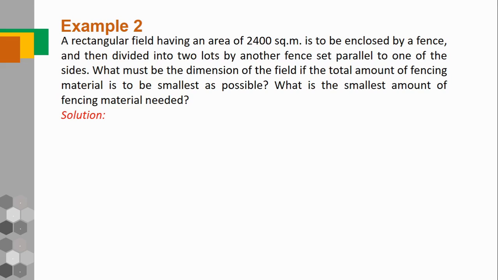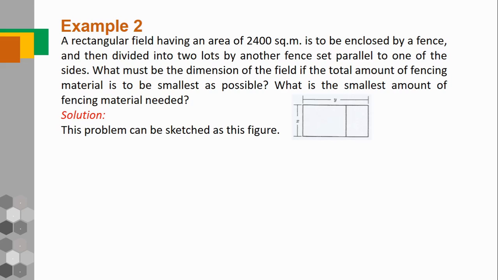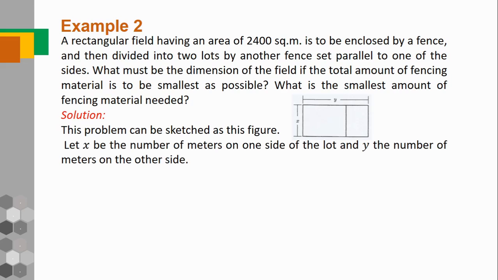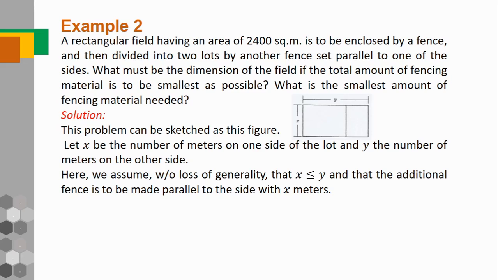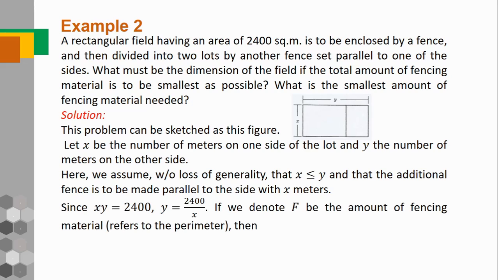To answer this problem, let us first draw a sketch of this problem, which is shown in this figure. Now let x be the number of meters on one side of the lot, and y be the number of meters on the other side. Here, we assume without loss of generality that x is less than or equal to y, and that the additional fence is to be made parallel to the side with x meters.